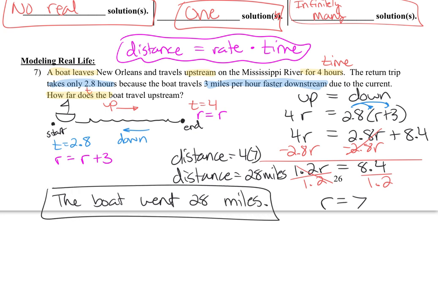I could have used the downstream as well. I just would have had to do 7 plus 3. That's 10 miles per hour. And then times that by the 2.8. We still get 28 miles. Okay? Because they went the same distance.